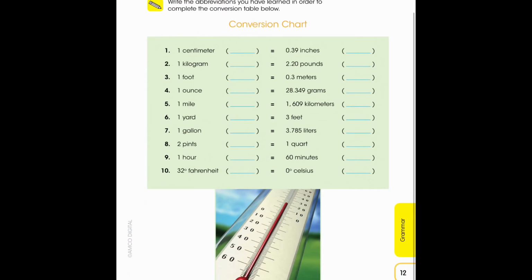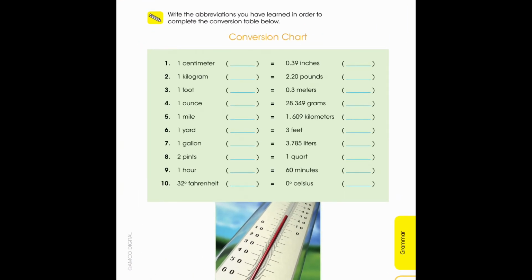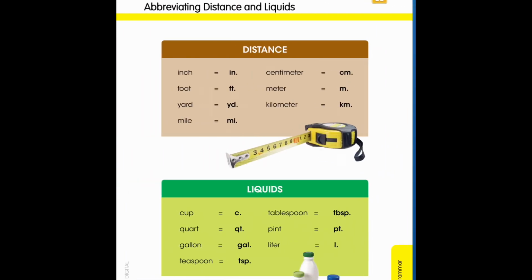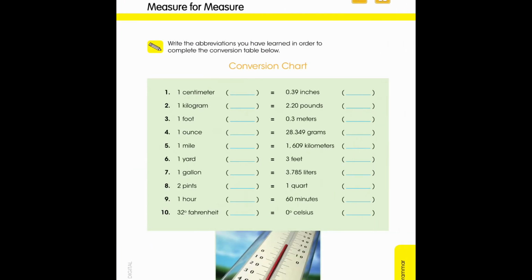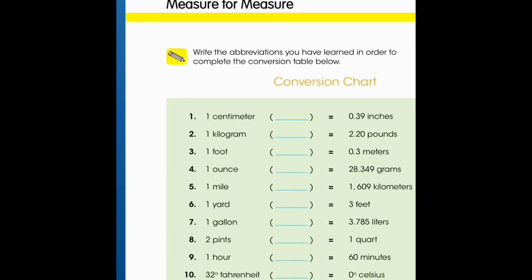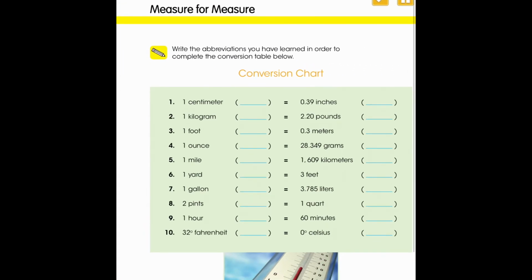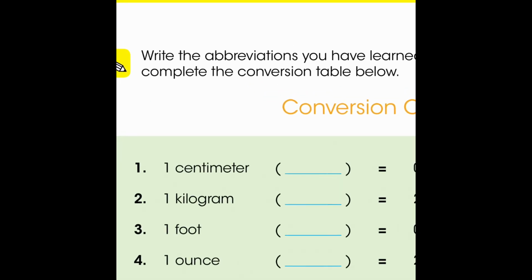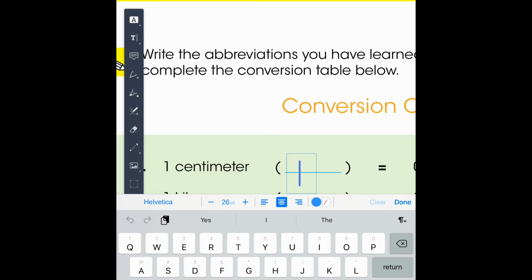Okay, now with the explanation that we already had, we're going to the grammar section again, page 12. Just in case you need to go back and see each one of the abbreviations, you can go back to page 10 and 11, or you can go back in the video. Now here, we're going to complete from 1 to 10, we have 10 examples.